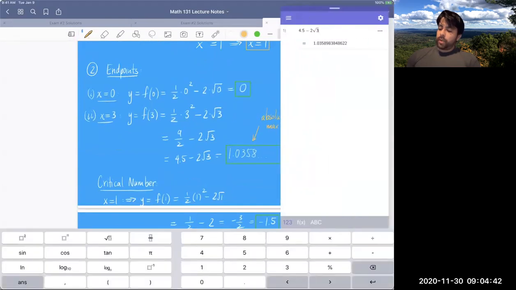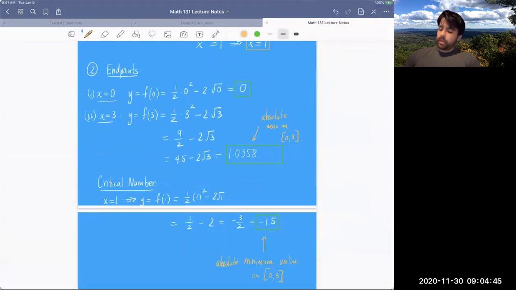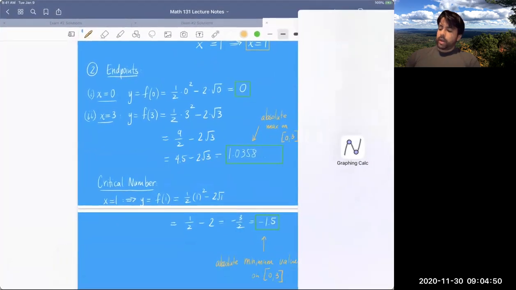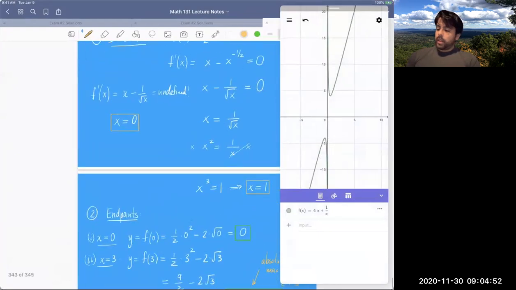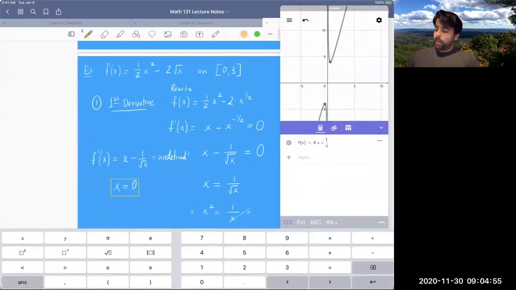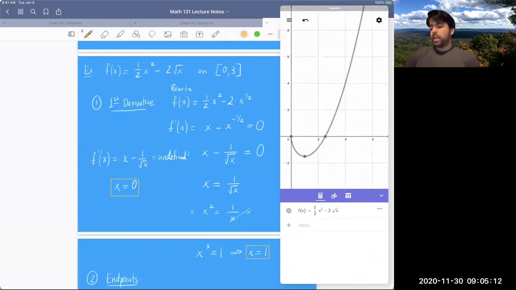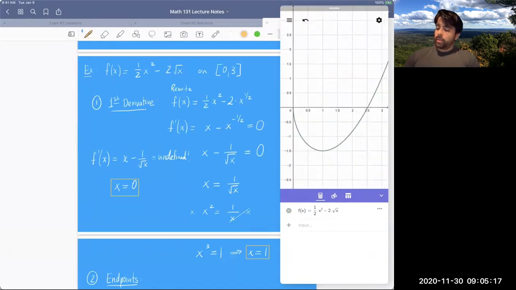And then just to make sure we're all on the same page and everything is what I say it is, let's graph it really quick. So I got 1 divided by 2 x squared minus 2 rad x. And if I graph it, look what I get. I get a piece of a parabola, it looks like. And I'm only on the interval 0 to 3. So this is my interval.